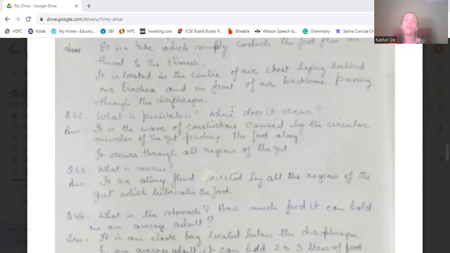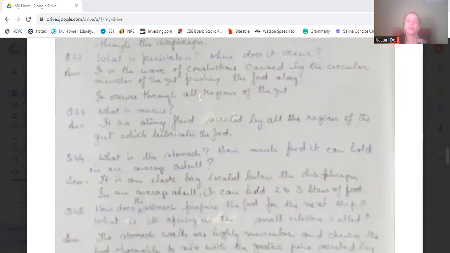Okay. Now, what is mucus? It is a slimy fluid secreted by all regions of the gut, which lubricates the food.